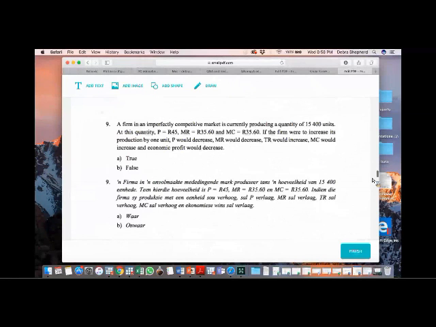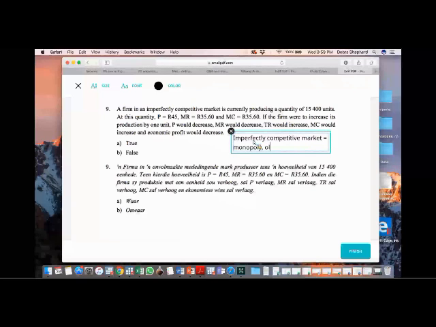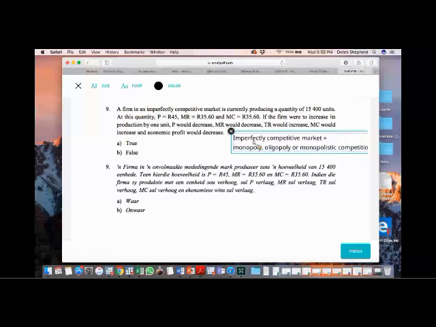Okay, so question 9 now talks about imperfectly competitive markets. So what we mean by imperfect is the opposite of perfect. So an imperfectly competitive market is a monopoly, an oligopoly, or monopolistic competition. Essentially, all other market structures are imperfectly competitive.